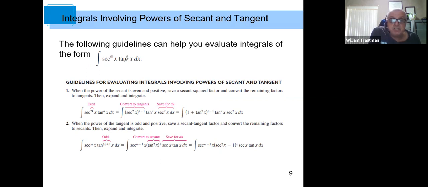So here's if you have secant to a power times tangent to a power. If the secant is even, once again, you're going to take a secant square out, because the derivative of tangent is secant square. So you're going to take a secant square out of there, and you're changing all secants to tangents. And they show you what it kind of looks like when you do all this. Secant square changes to 1 plus tangent square.